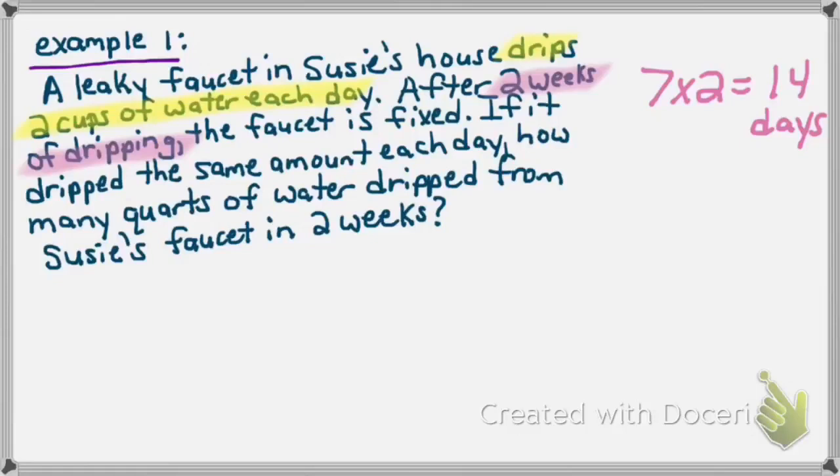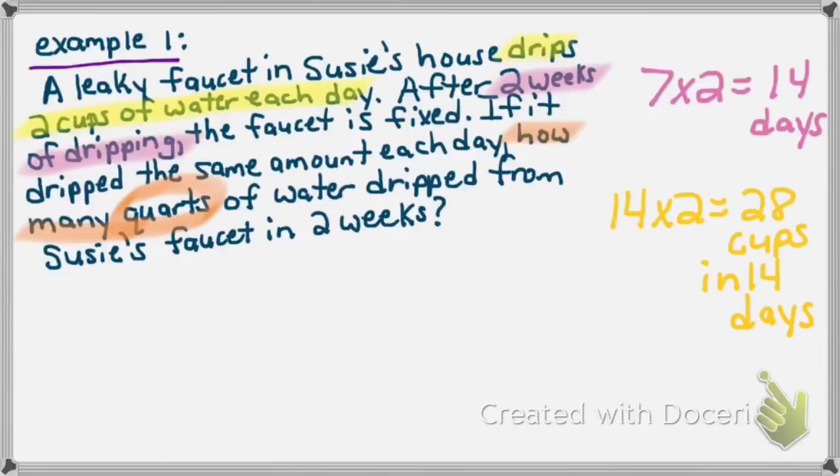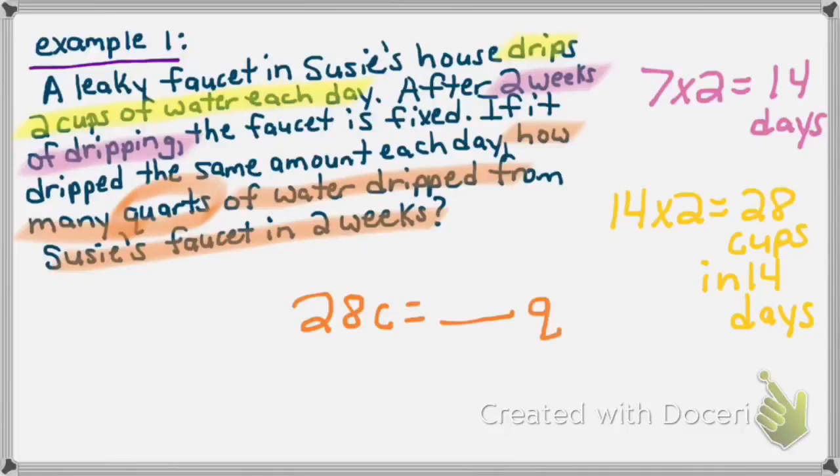Then we needed to figure out how many cups of water drips in those 14 days. So we said 14 days times 2 cups of water that drips per day, and we got 28 cups of water. But then the final question said not how many cups of water, but how many quarts of water dripped from Susie's faucet in the 2 weeks. And again, we knew that 2 weeks was 14 days, so we had to do a conversion. We had to take the 28 cups that we knew dripped in the 2 weeks, and we had to do a conversion from cups to quarts. Once we solved that, we were able to find our final answer.